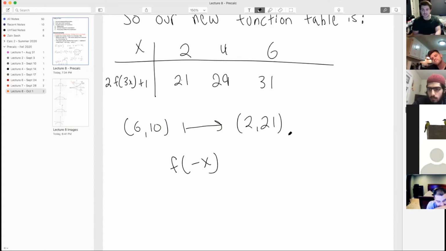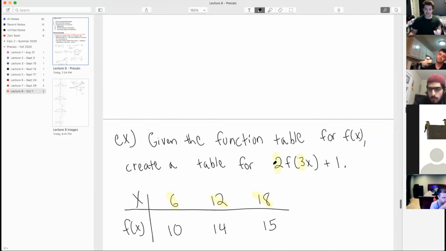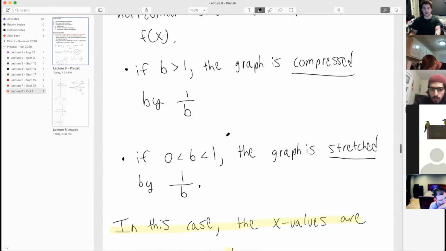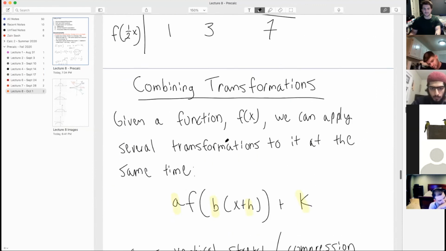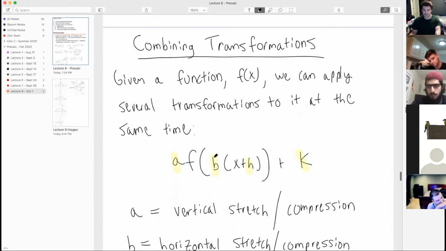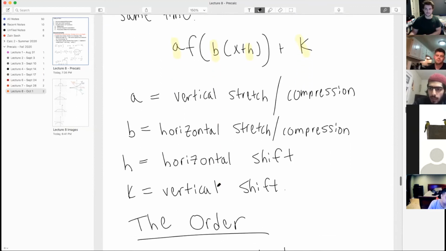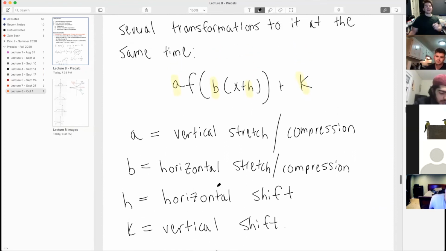So in f of negative x, b is equal to -1 in the horizontal compression. Yes, it's going to be outside the parentheses. So let's go up here. It's going to be outside the parentheses. Is that what you were asking? Yes. It's going to be outside. But can we combine that? Like, can we distribute that in? Absolutely.